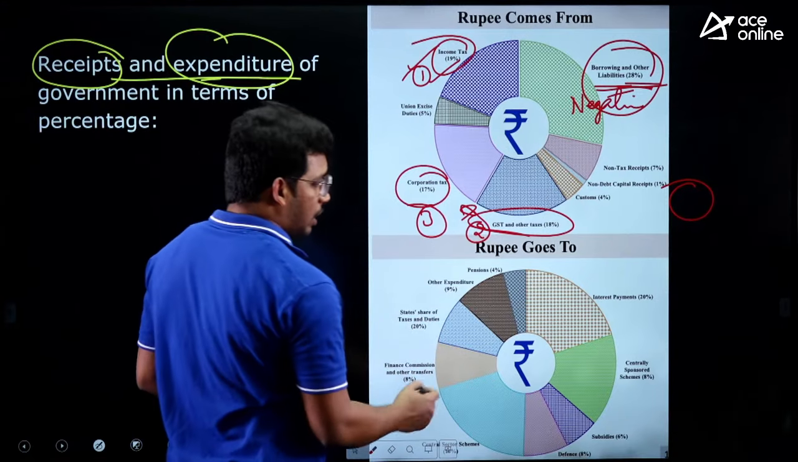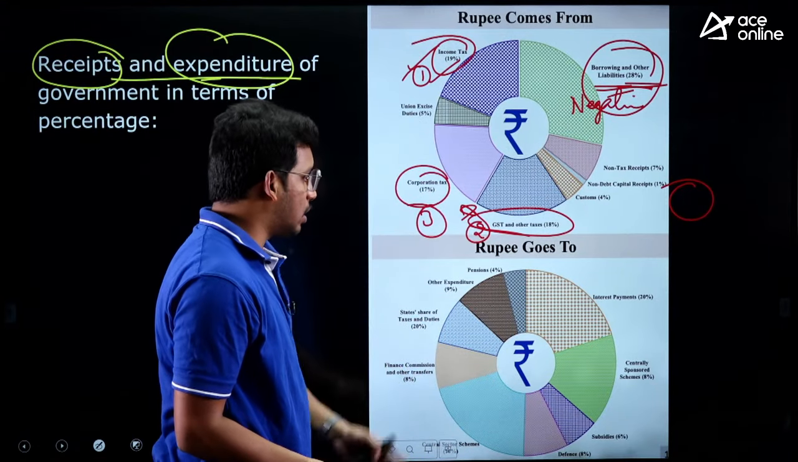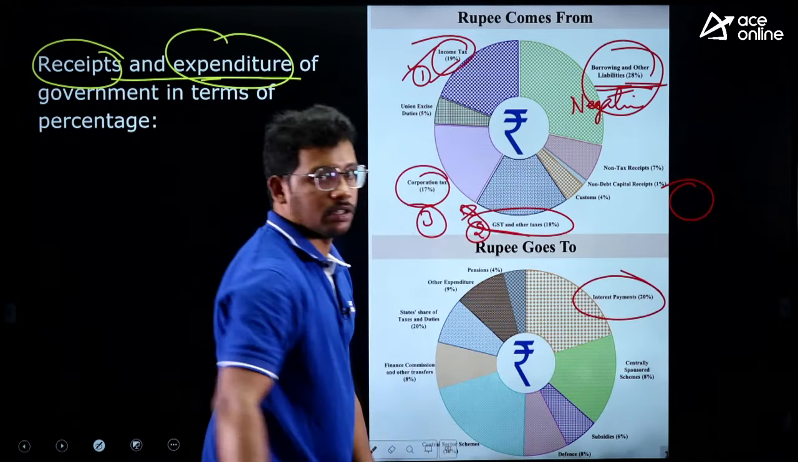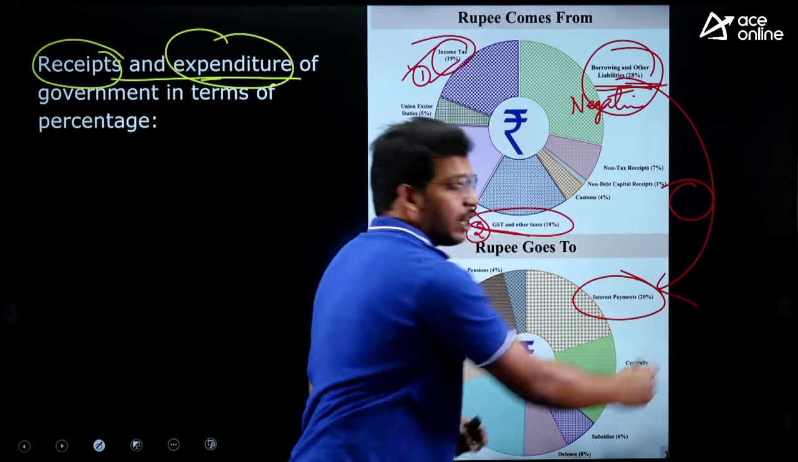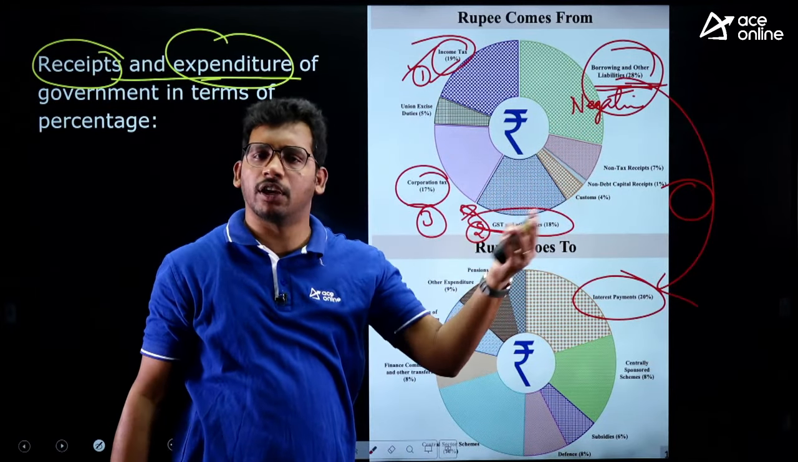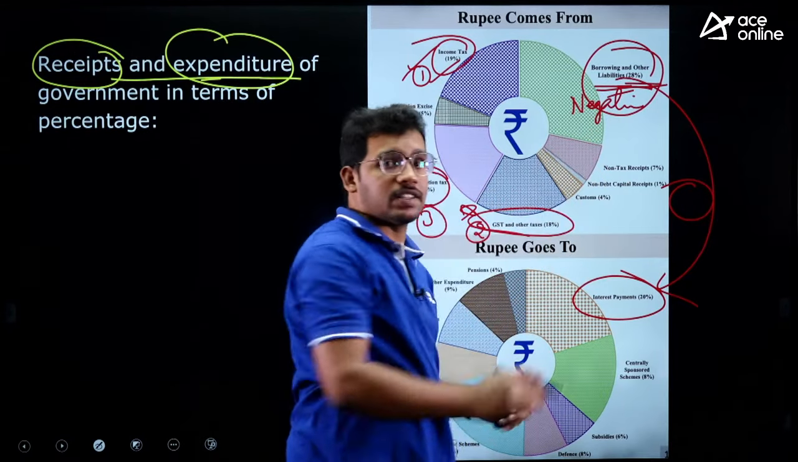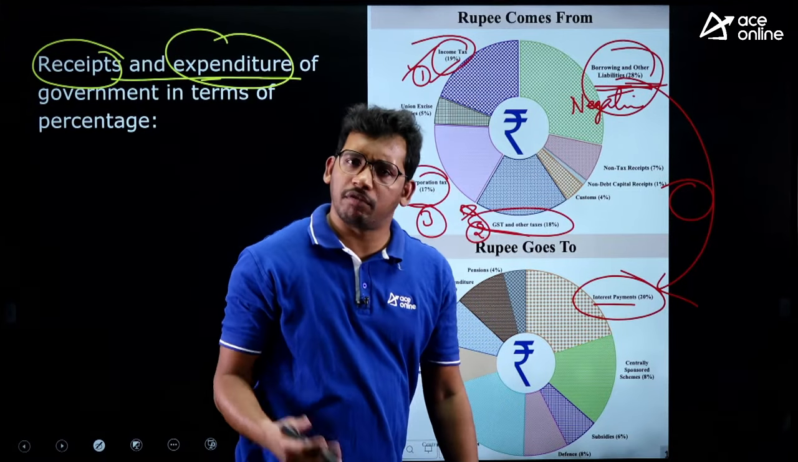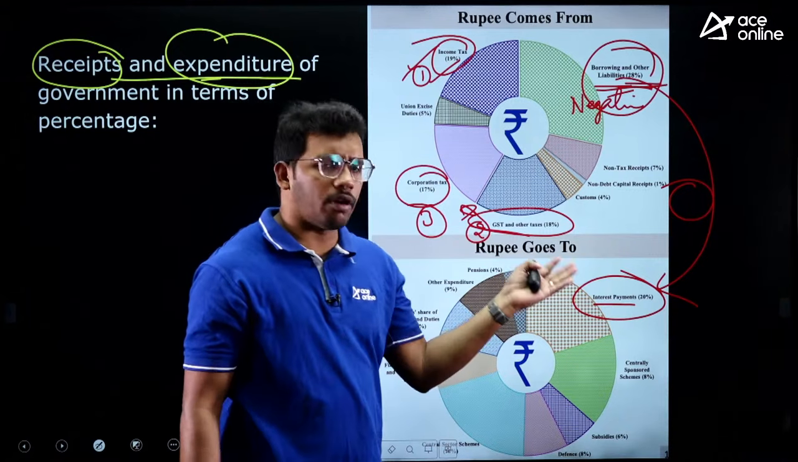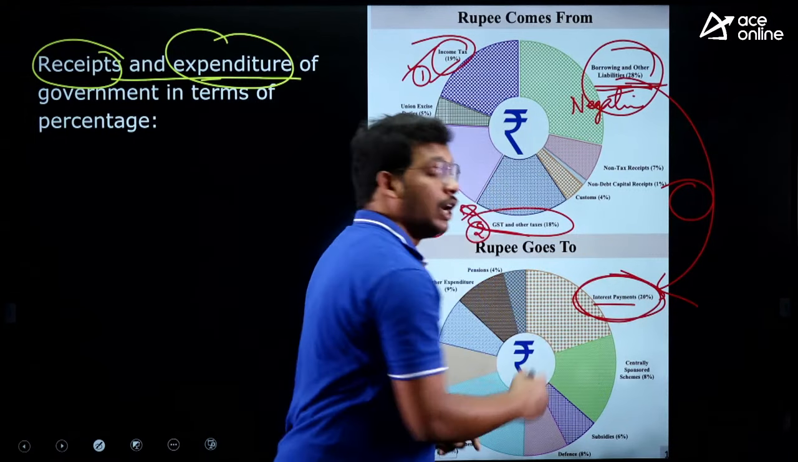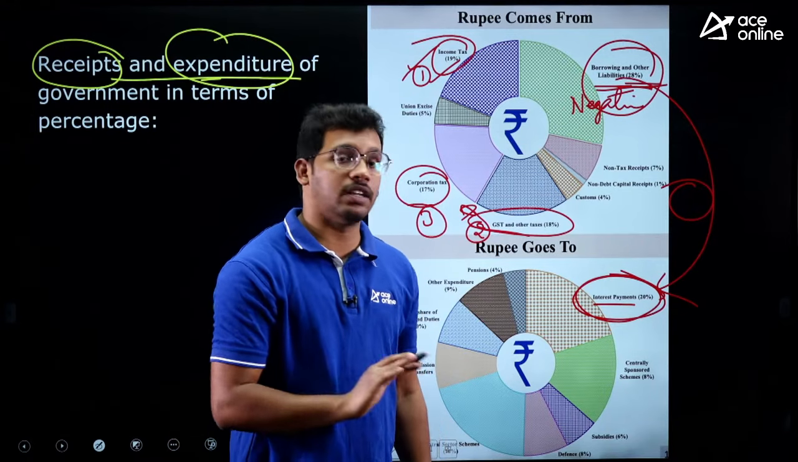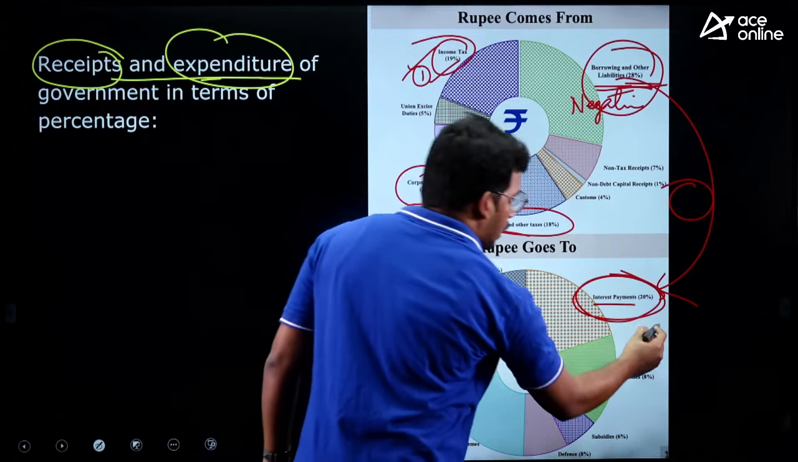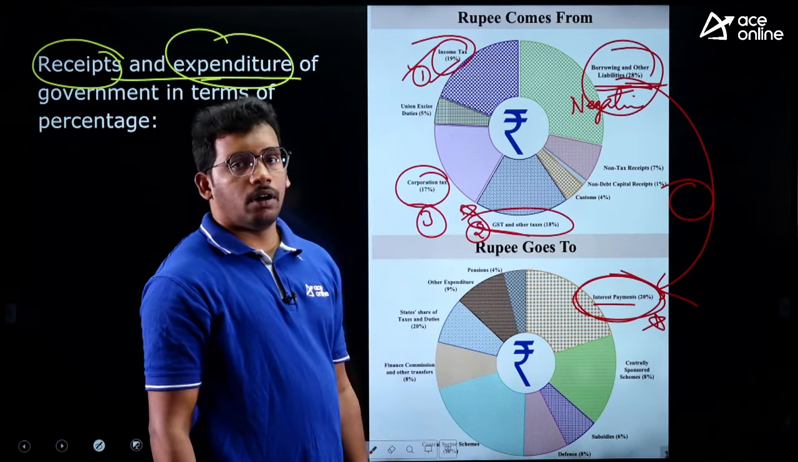And where is the rupee going, where is the government doing more expenditure? You can see the dominant one here is interest payments. That means whatever borrowings were taken in the last few years, 1 year, 2 years, 3 years, 4 years, 5 years, whatever amount the government has taken as a loan, there is interest on it, so you need to pay it back. If you are taking a loan from a bank, you will be paying a certain amount of interest, right? Similarly, the government is spending 20% of the total money it receives just on paying back loans, which is a very bad thing, right? So the government needs to reduce this as much as possible.